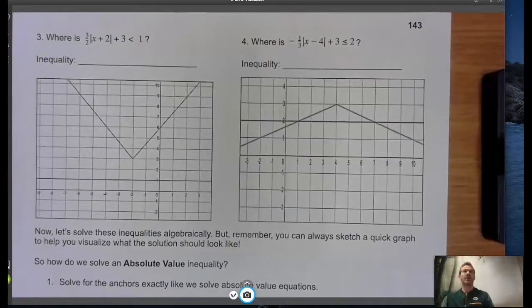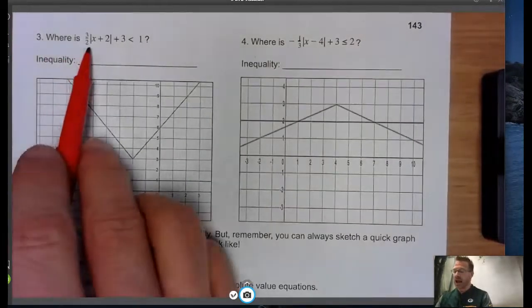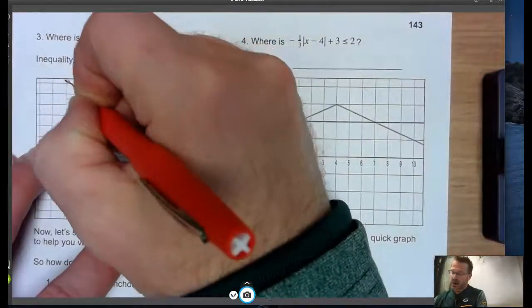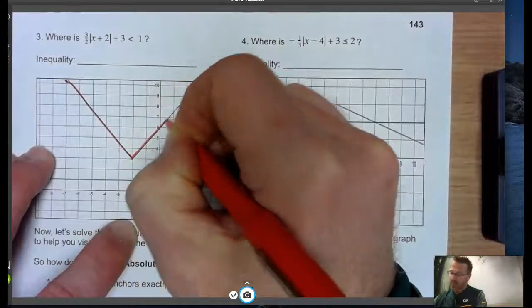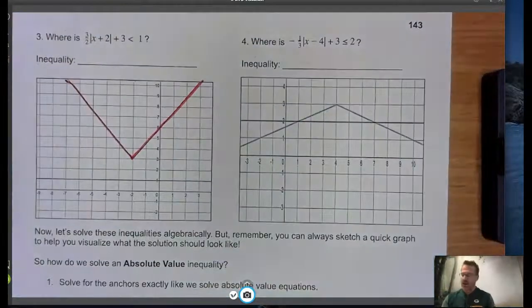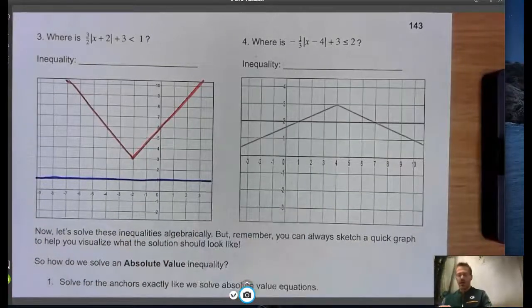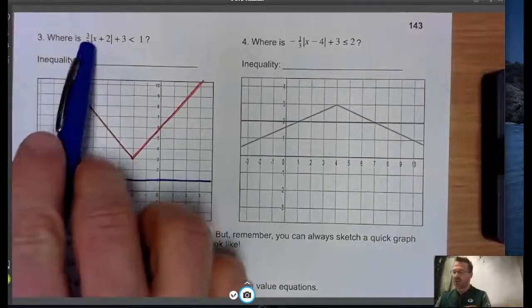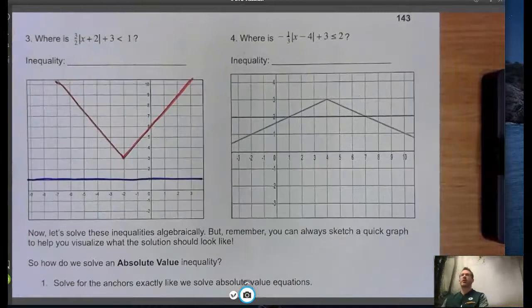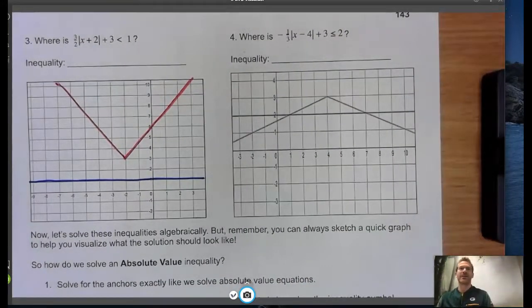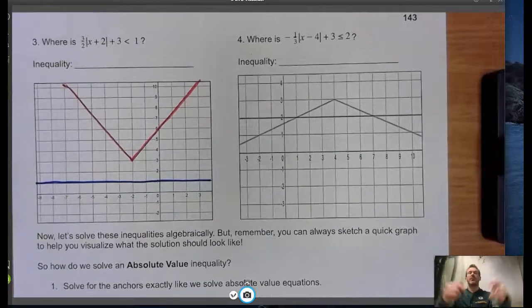Now notice on this one, we want to know, where is the absolute value graph less than 1? So our absolute value graph is our red graph here, and then 1 is this graph right here. Well, notice something. Where is our absolute value graph less than 1? Where is our red graph below the blue graph this time? And notice it's not. It's never going to be below that. That will never be true.